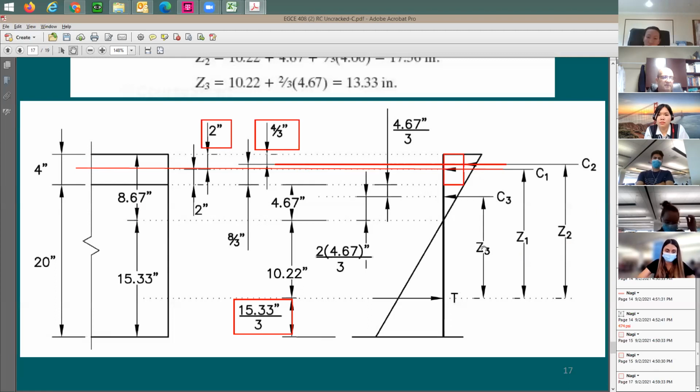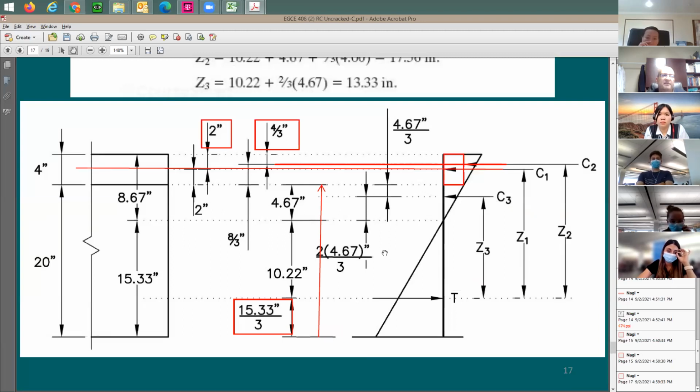How about Z3? Where is this force going to be? It's going to be at 1/3 of this little triangle. The height of this little triangle is 4.67, and 1/3 of it is 4.67 divided by 3. So the distance is this distance from the bottom to this point, and then you subtract 1/3 of the 15.33, and then you subtract 1/3 of the 4.67. With that, you get these three.